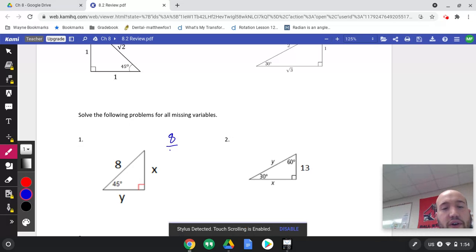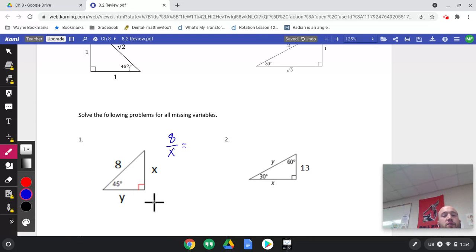So 8 over x. Now 8 is across from the right angle. So give me a second. I'm going to grab a drink.